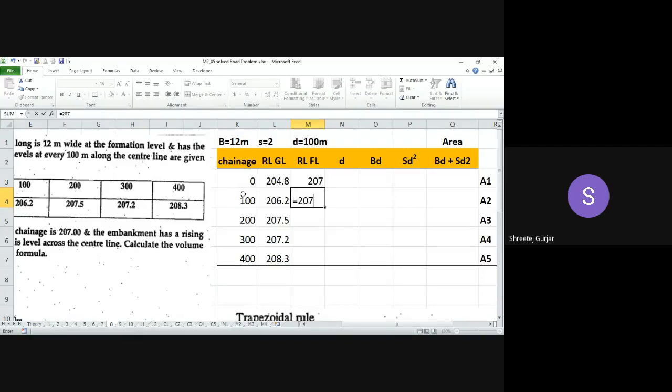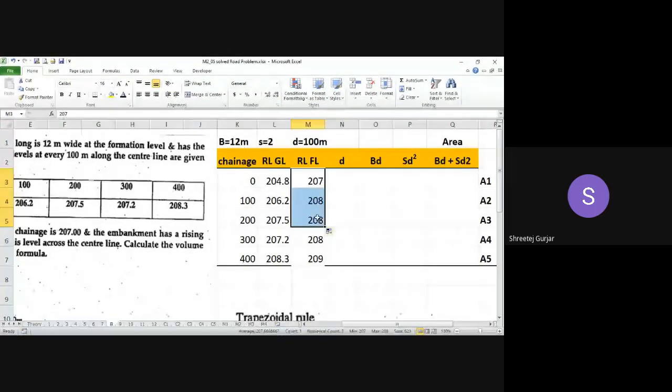208. So for every 100 meters horizontal, we are going up by 1 meter. You can observe our chainages are at 100 meter intervals. So it will be 207 plus 1 meter, and similarly 208 plus 1 meter, because we have gone 100 meters horizontally, so you go 1 meter vertically. So it will be 209, 210, and 211. Correct? So it is 207, 208, 209, 210, 211.